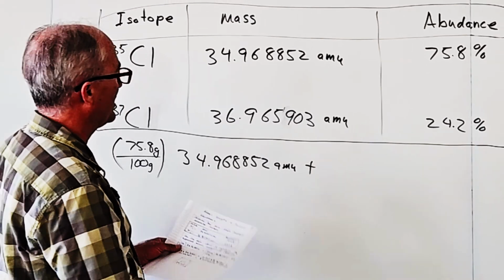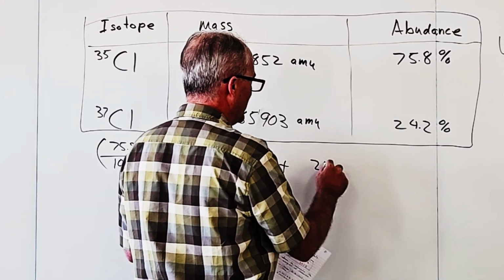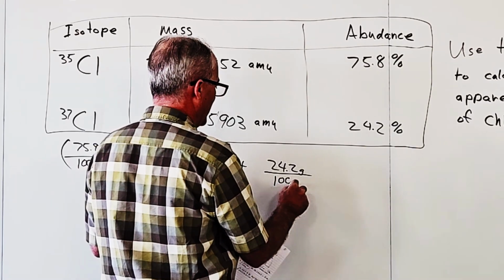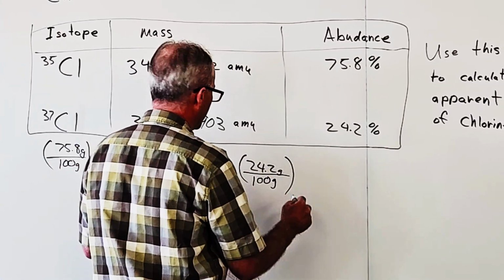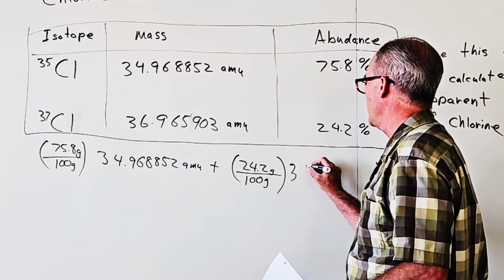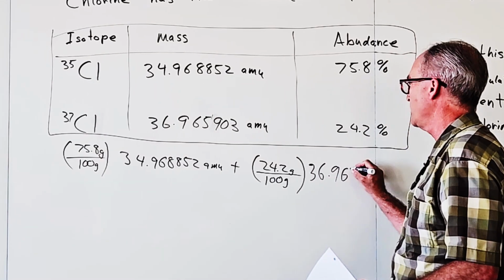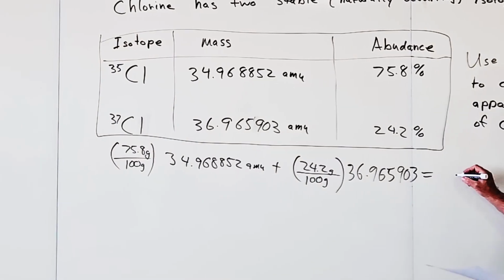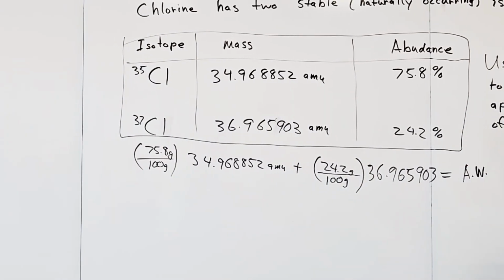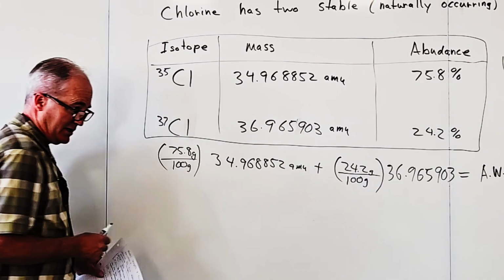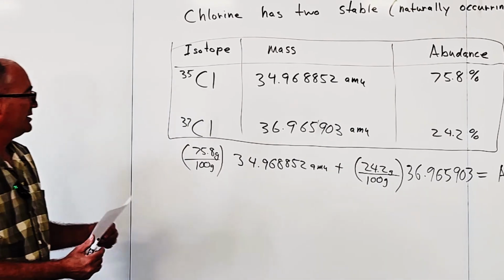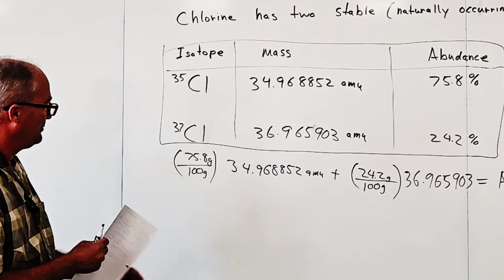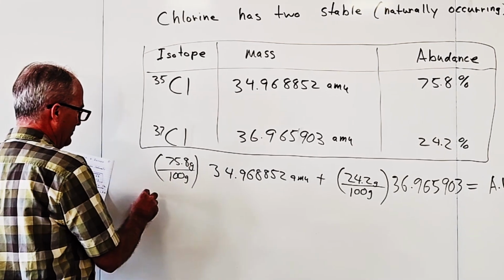And then I need to sum that with 24% or 24.2 grams of chlorine 37 out of every 100 grams of chlorine sample. And chlorine 37 weighs 36.95903 atomic mass units. And this is going to be the atomic weight, what we're going to see on the periodic table. Now, of course, on my calculator, unless it's like 0.5% or 1%, then I might divide by 100 to make sure I get the decimal in the right spot.